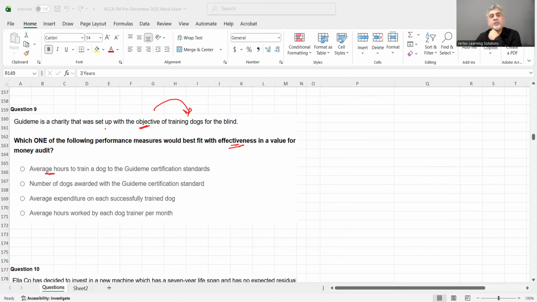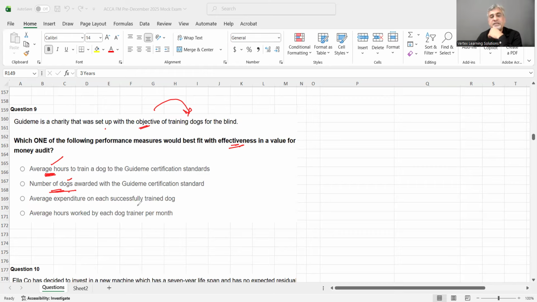This is only talking about the average hours which you are spending. This is only talking about the number of dogs which you are doing. The number of dogs awarded with the Guide Me certification standard. You might have a lot of dogs who are getting standards, but you might be spending a lot of money on that. Okay. So it is only talking about efficiency. This is talking about economy. So this is economy. You are reducing the time. You are training the dogs.